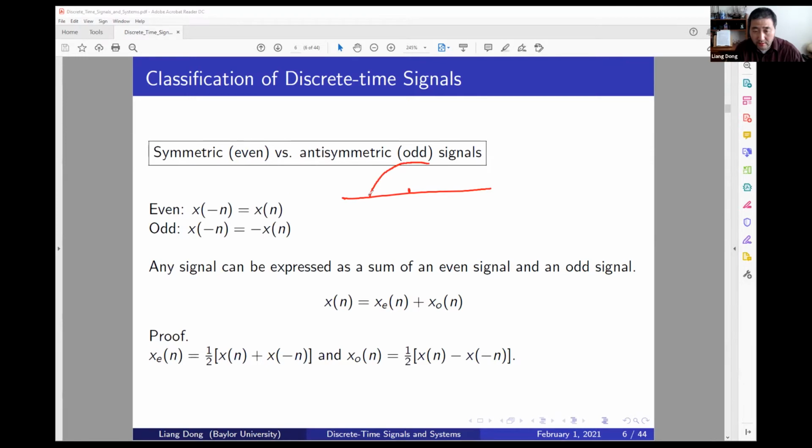So this is an even signal. This is an odd signal. Any signal can be divided into an even plus an odd. To prove it is very simple. You are using half of this plus and half of this minus, the two subtracted.